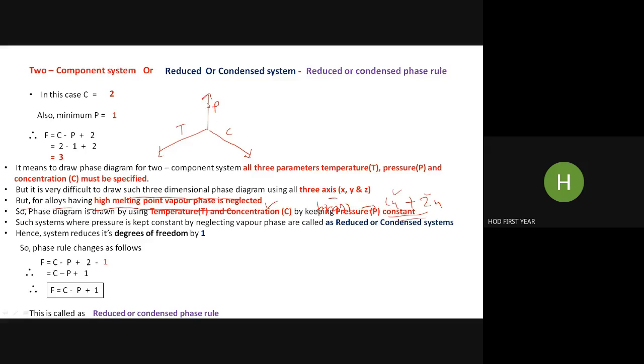Now, pressure constant means the system will reduce the degrees of freedom by one. So we subtract one from the formula, and we get F = C minus P plus 1. That is what the reduced or condensed phase rule is.